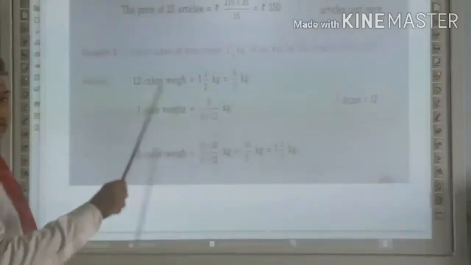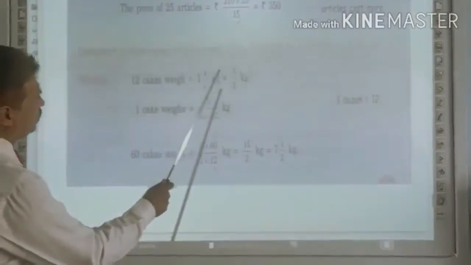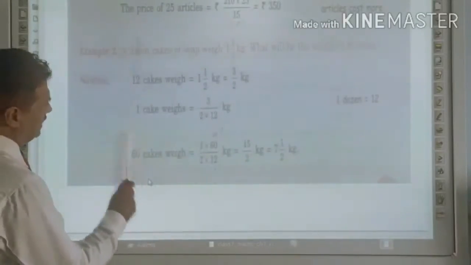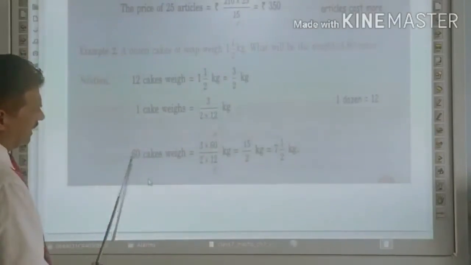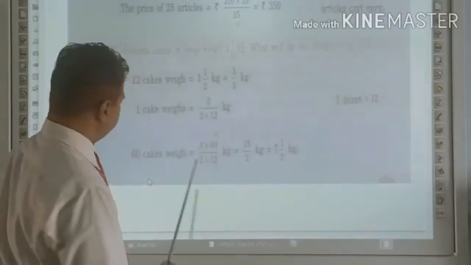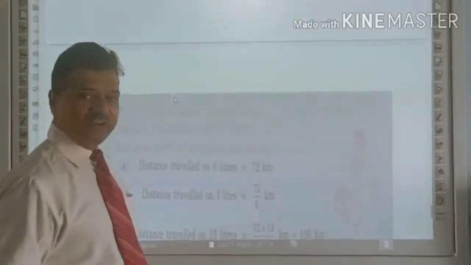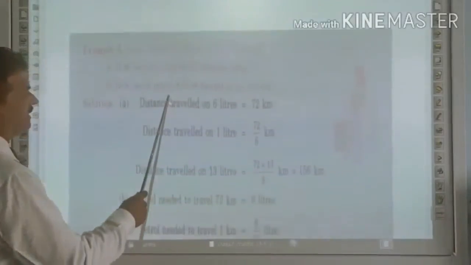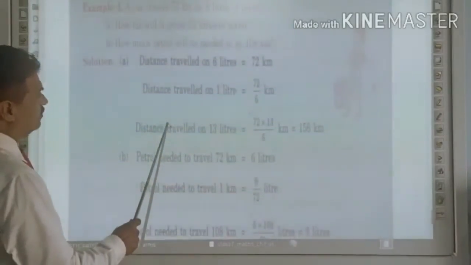In this question, similarly, many to 1, then we divide. 1 to many, then we multiply. This is a very simple rule. It is the unitary rule. It is simpler than ratio.